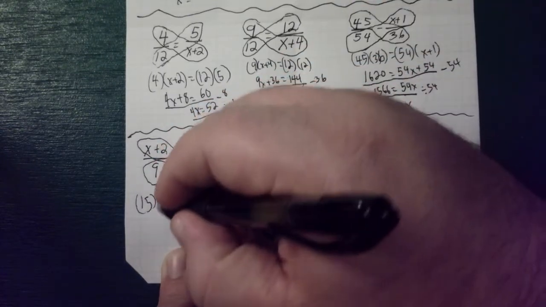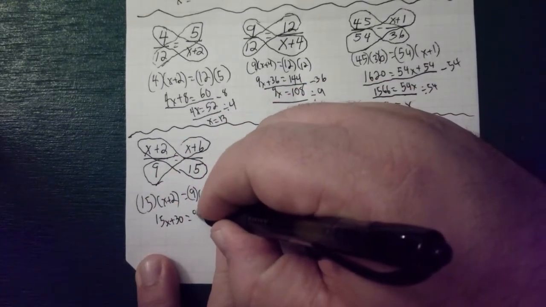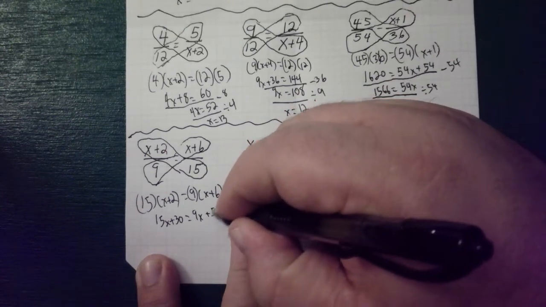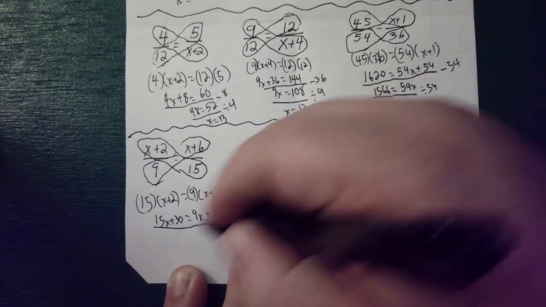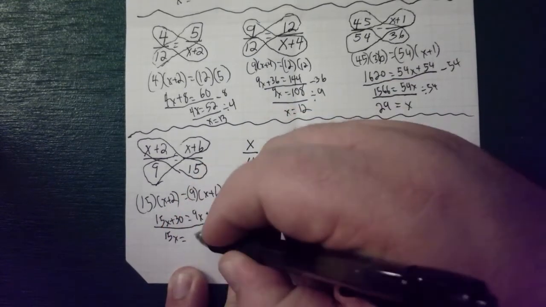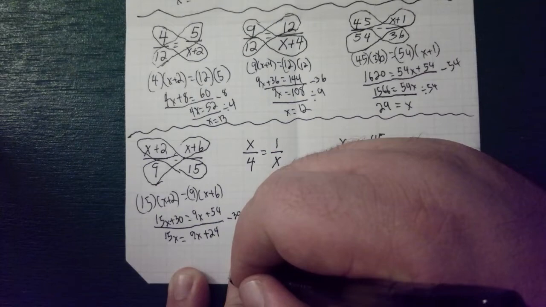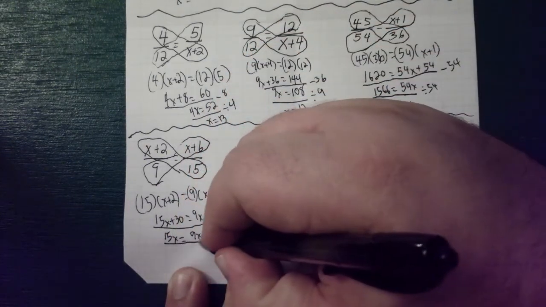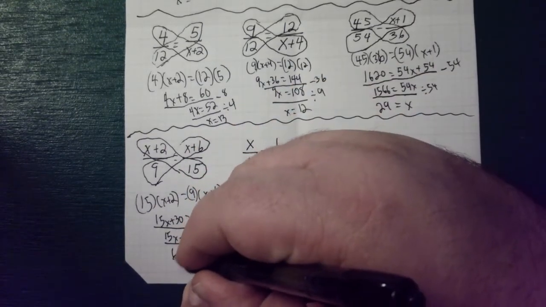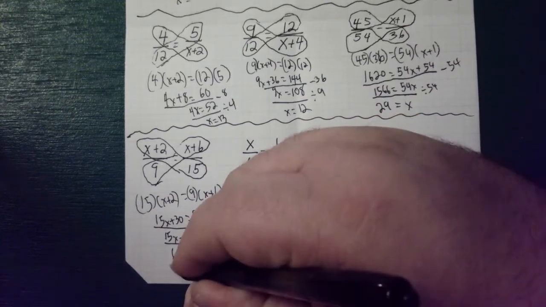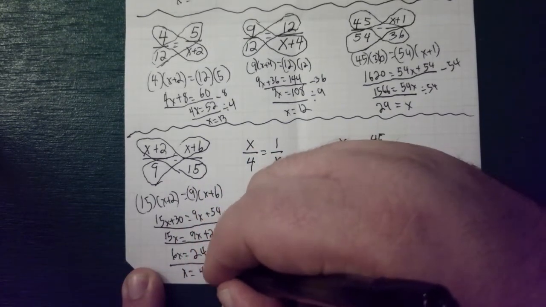Well, 15 times x is going to be 15x. 15 times 2 is going to be 30. 9 times x is going to be 9x. And 9 times 6 is going to be 54. I would then subtract 30 from both sides. So 15x would equal 9x plus 24. Then I would subtract 9x on both sides. And so it would be 6x equals 24. And then you divide both sides by 6. And x would be 4 in that case.